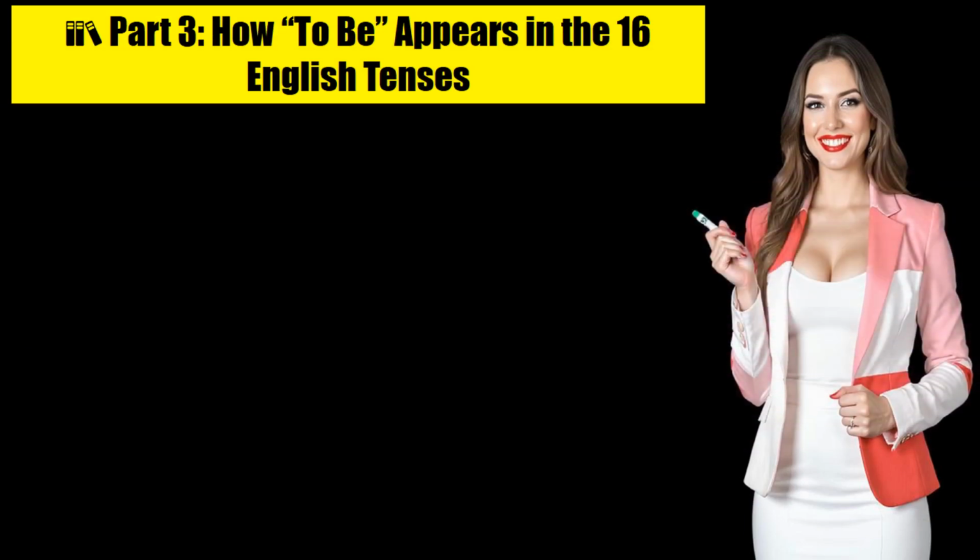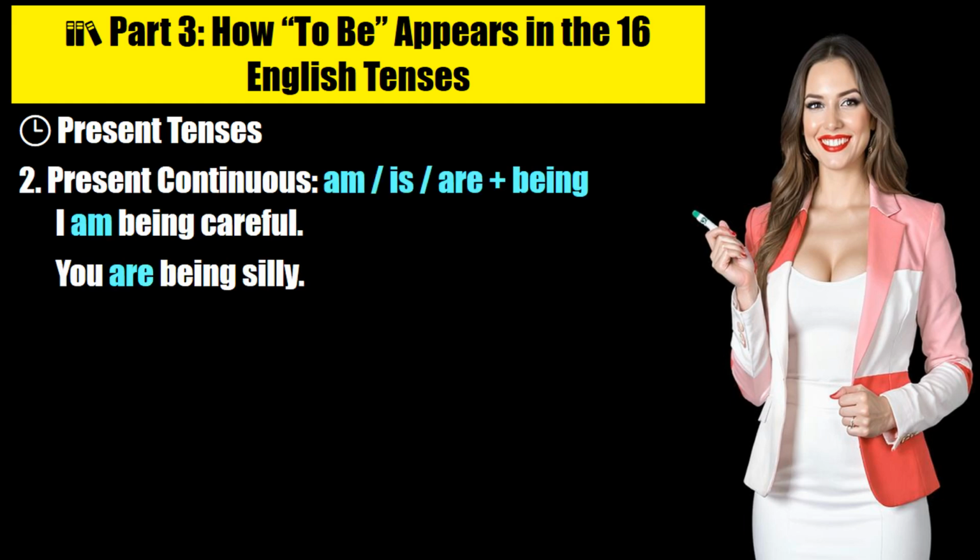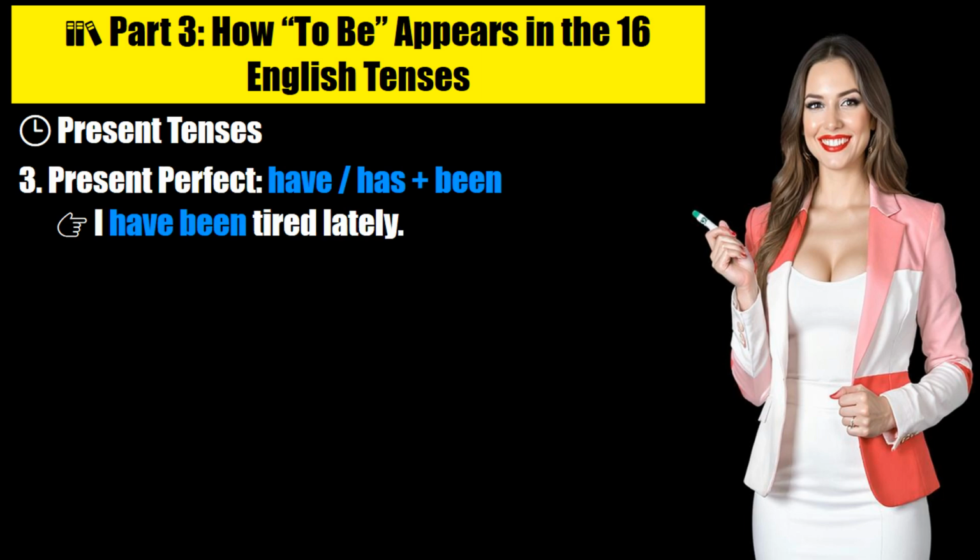Part 3. How to be appears in the 16 English tenses. Now let's divide them based on the 16 tenses, and you'll see how each form fits perfectly. Present tenses: simple present: am, is, are. Example: I am happy. She is kind. They are students. Present continuous: am, is, are plus being. Example: I am being careful. You are being silly.